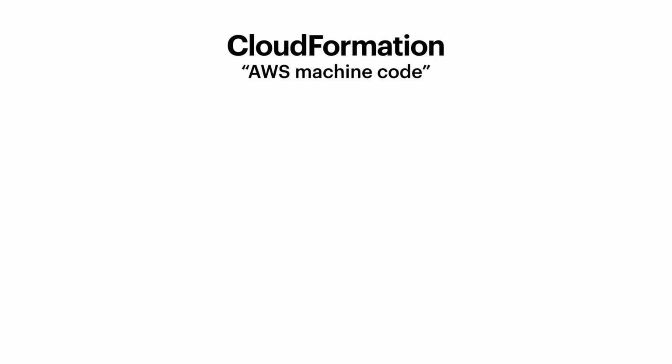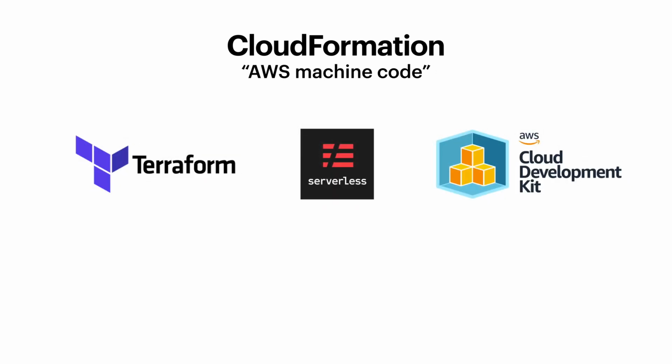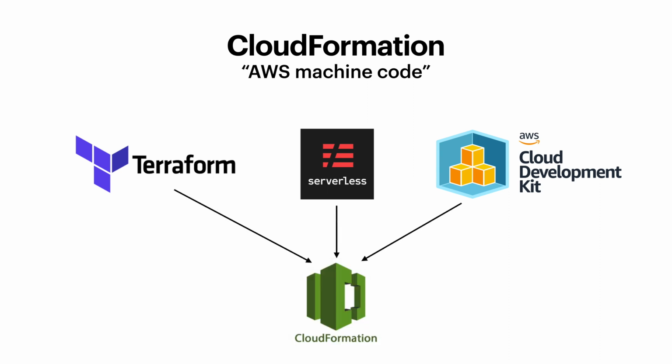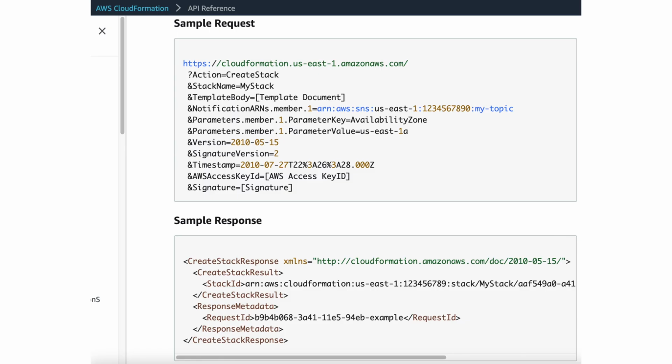So CloudFormation is a bit like AWS machine code. It's kind of a foundation layer that describes all the resources that belong in a stack in your account. And there are high-level tools that compile down into CloudFormation, stuff like Terraform, Serverless, CDK. These are all tools that will abstract out some of the details of writing CloudFormation by hand and let you get on with the easier task of describing the resources in a more abstract, succinct fashion.